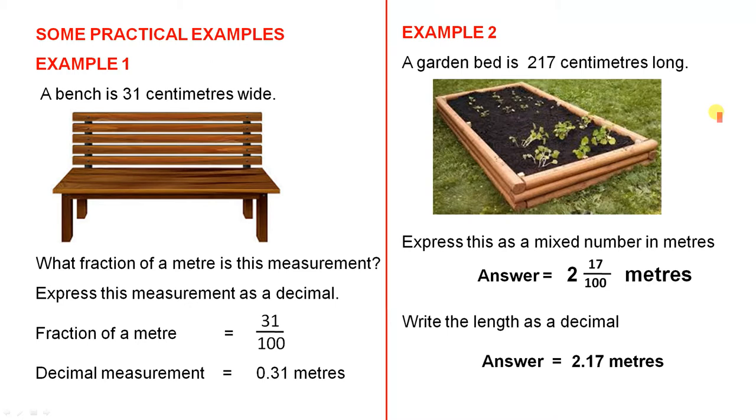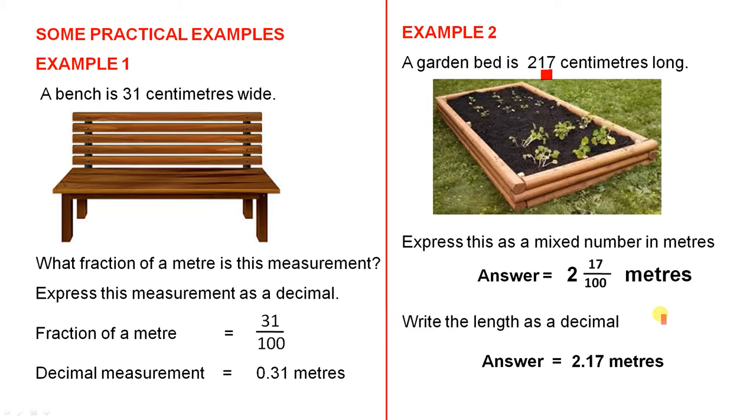Example 2. A garden bed is 217 centimeters long. Express this as a mixed number in meters. So the answer is 2 and 17 over 100 meters. Now the reason we have a 2 here is that the garden bed is over 200 centimeters long. So that 2 there, so it's 200 and something. So we know that 200 centimeters gives us 2 meters, and that's the whole part. See that 17 there? That's the fraction part.